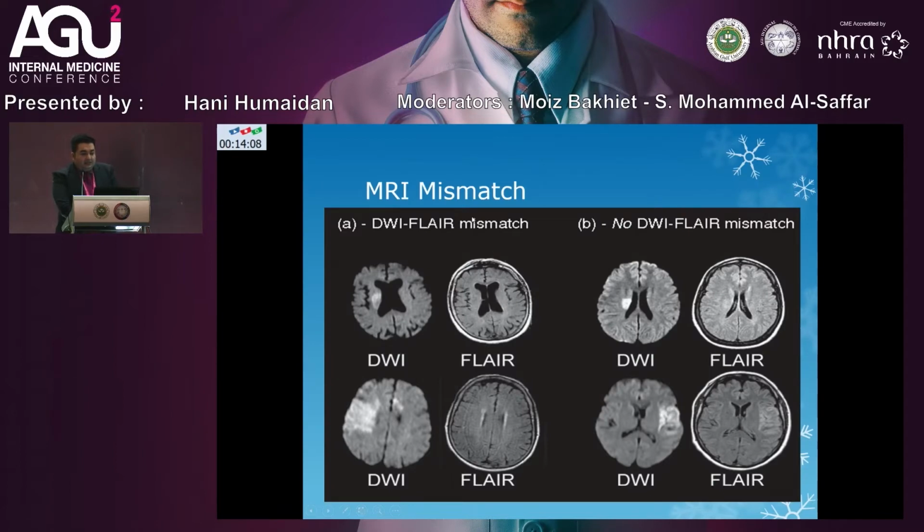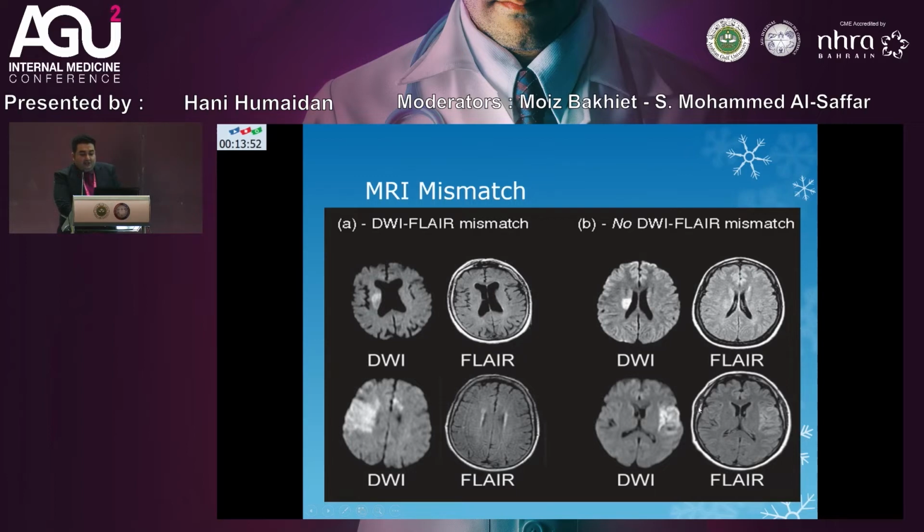This is if you have MRI mismatch. If you have the facility, such as in King Hamad Hospital, they have this in the ER. So you have the DWI. You can see you have an area. This is a mismatch. You have a lesion on the DWI with a normal FLAIR. So this is the area you want to save.